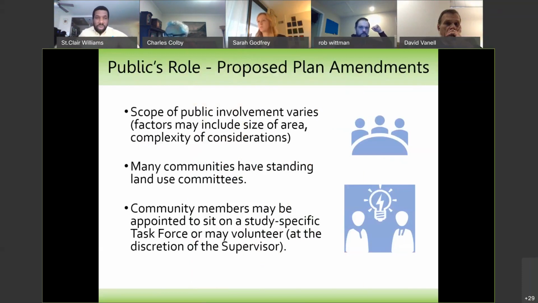The comprehensive plan is a living document which can be amended. The Board of Supervisors authorizes staff to conduct studies and consider proposed amendments, which allows us to consider land uses that are different than what the current plan recommends. Getting community opinions and ideas during a planning study is very important, especially early on in the process.